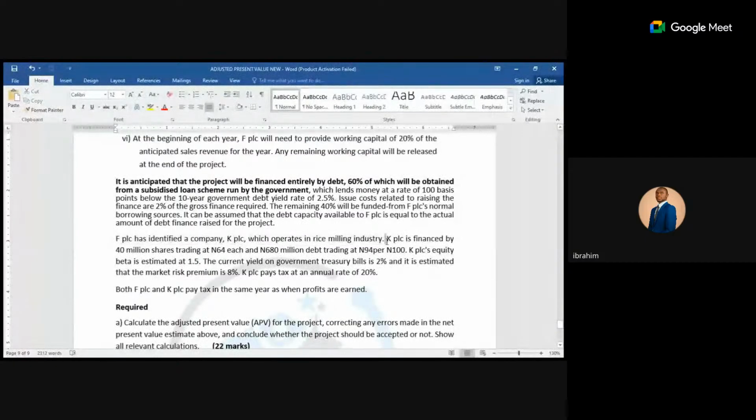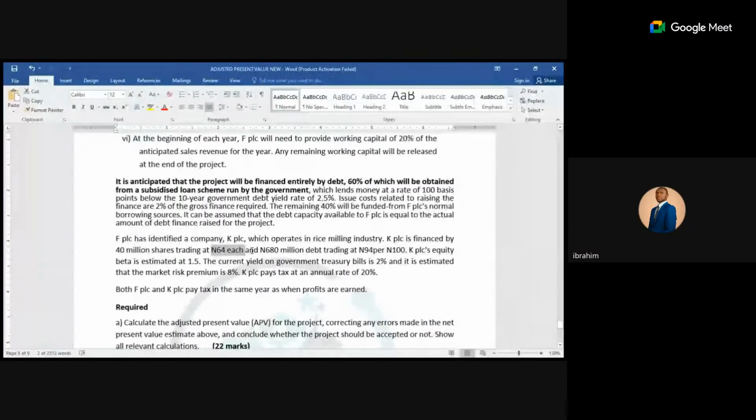KPLC is financed by 40 million shares, trading at 64 naira each. Class, what is this 64 naira? What does this mean? That is the market price. Let me complete it. That is what the market price is.